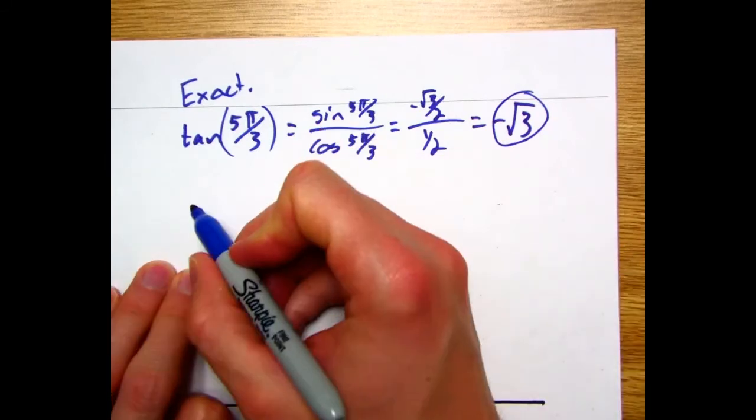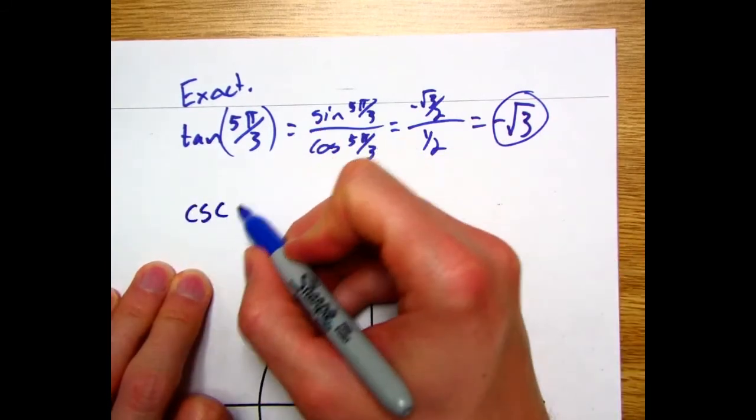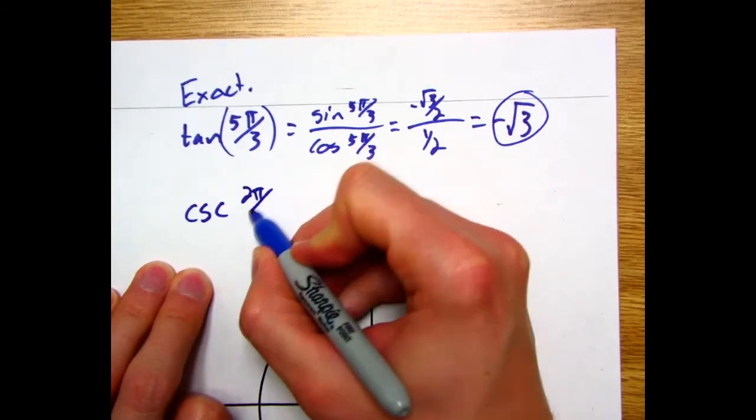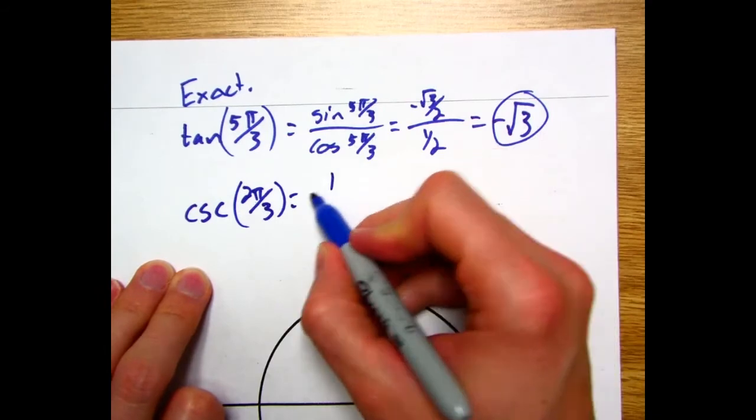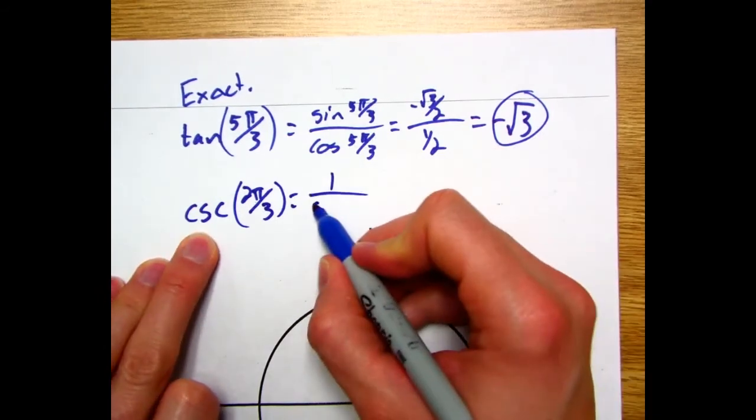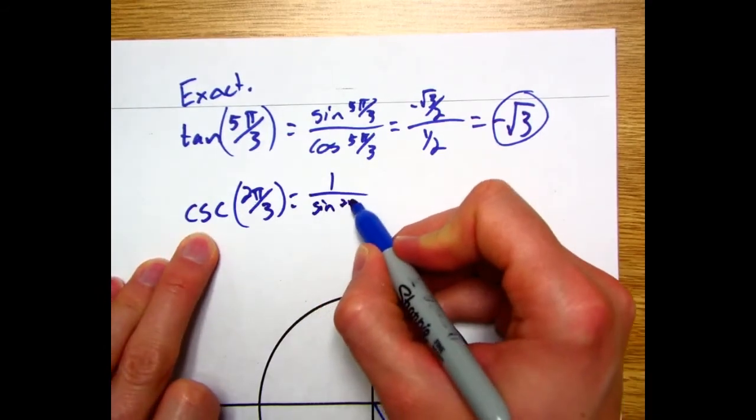But what if I asked for cosecant of 2 pi over 3, for instance? All right, well, that one's a little bit different. That's going to be 1 over sine of 2 pi over 3.